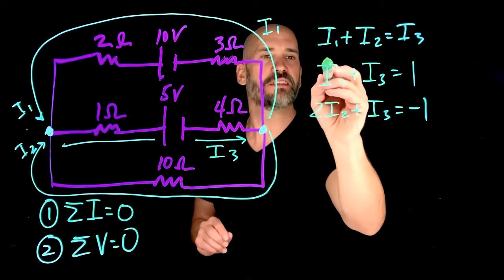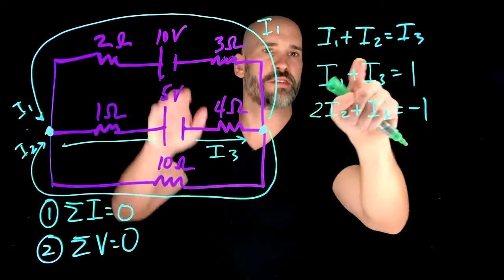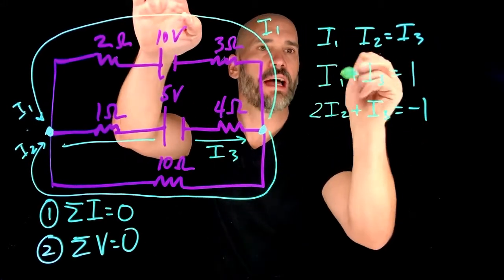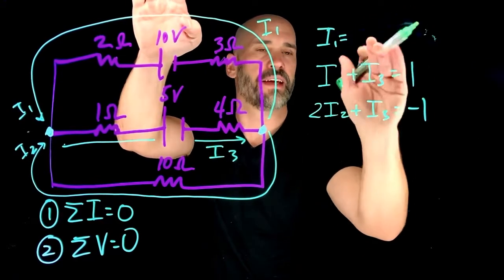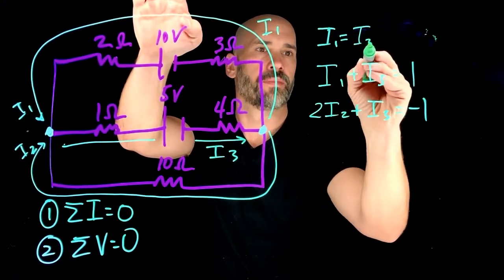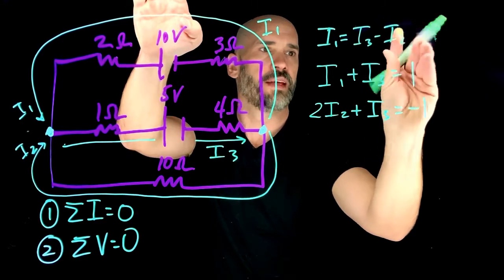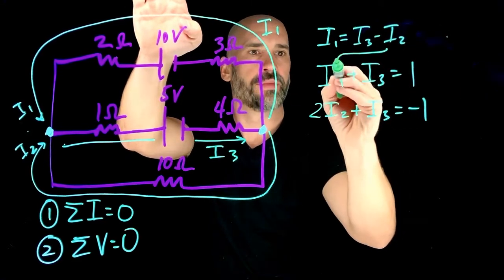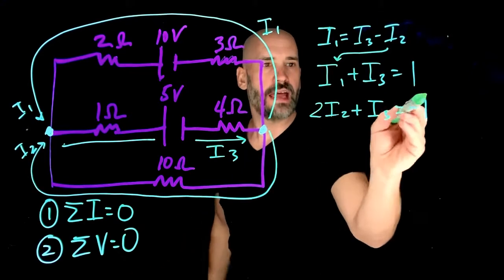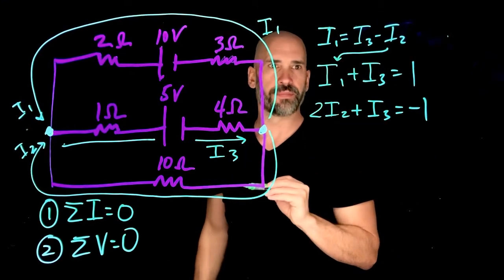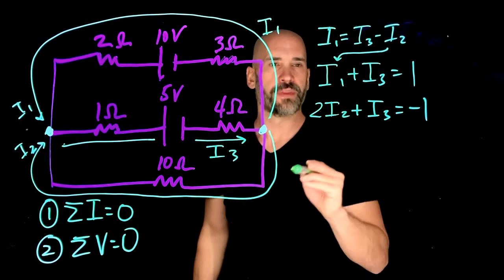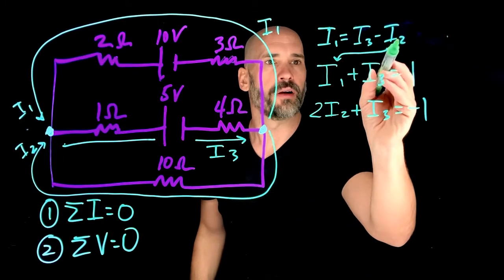If I can easily turn this into, I can subtract I2 to the other side and turn this into I1 is equal to I3 minus I2. Right? And then I can just put that in here. And I've eliminated I1, and I can use these two equations then to solve for I3. So let's do that. Here we go.